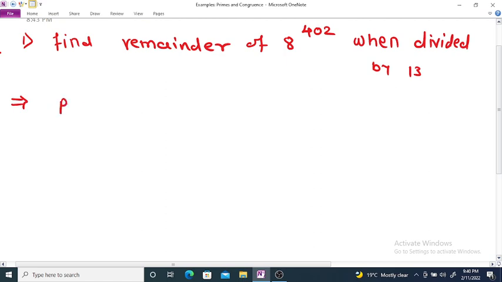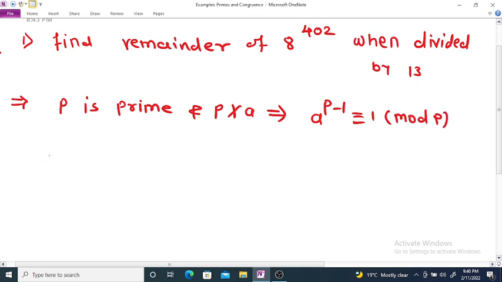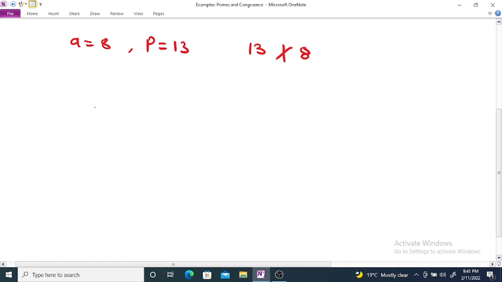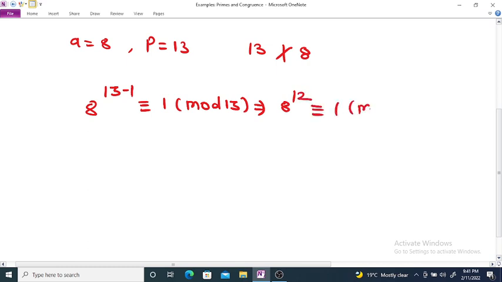As we know, if P is a prime and P does not divide A, then A raised to P minus 1 is congruent to 1 modulo P. Now here A is equal to 8 and P is equal to 13, and 13 does not divide 8, so from this we can write 8 raised to 13 minus 1 congruent to 1 modulo 13, that is 8 raised to 12 congruent to 1 modulo 13. So this is equation number 1.